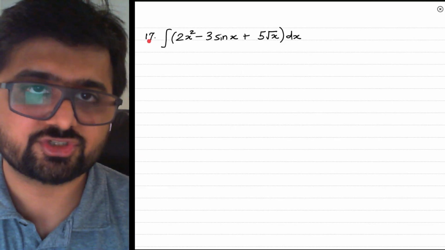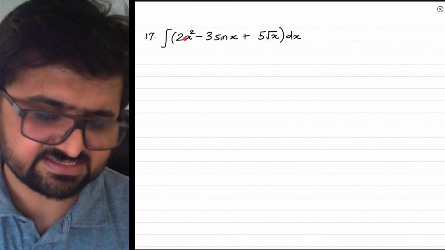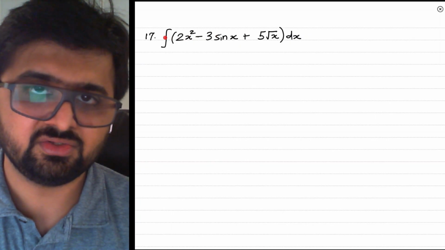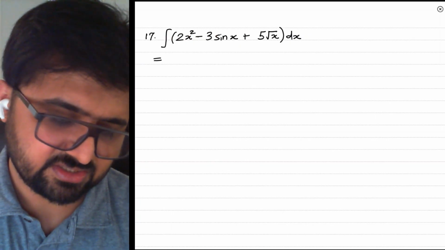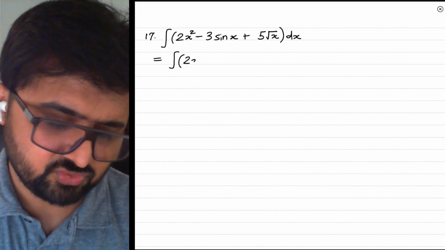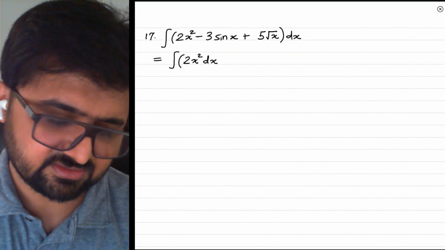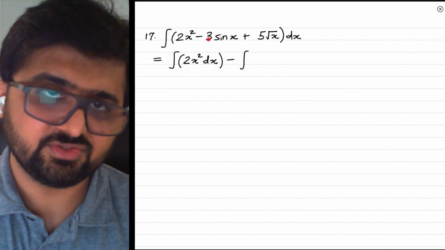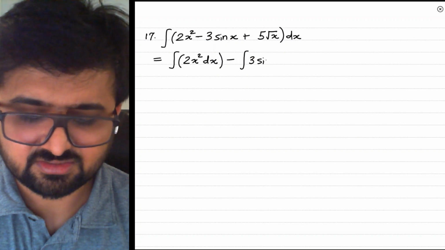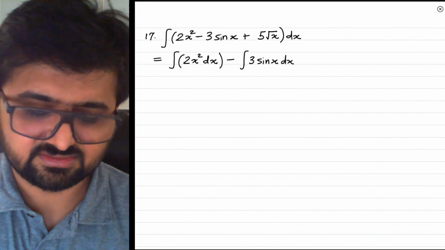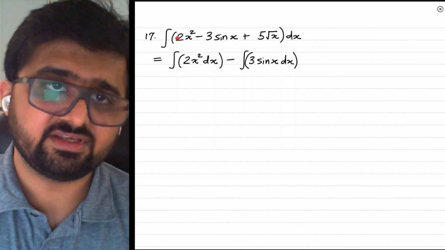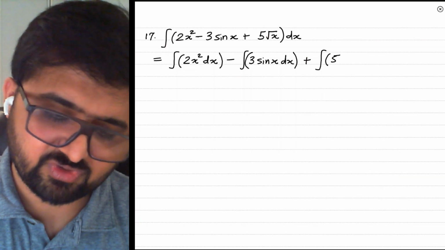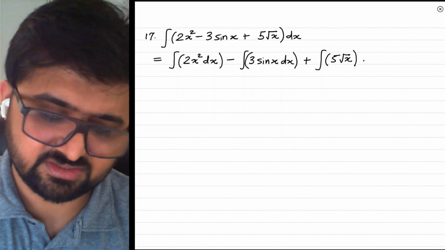All right, let's look at question number 17. It's again simple addition and subtraction. So you can again split the integral in those terms. So you get integral of 2x squared dx minus integral of 3 sin x dx, plus integral of 5 root x dx.